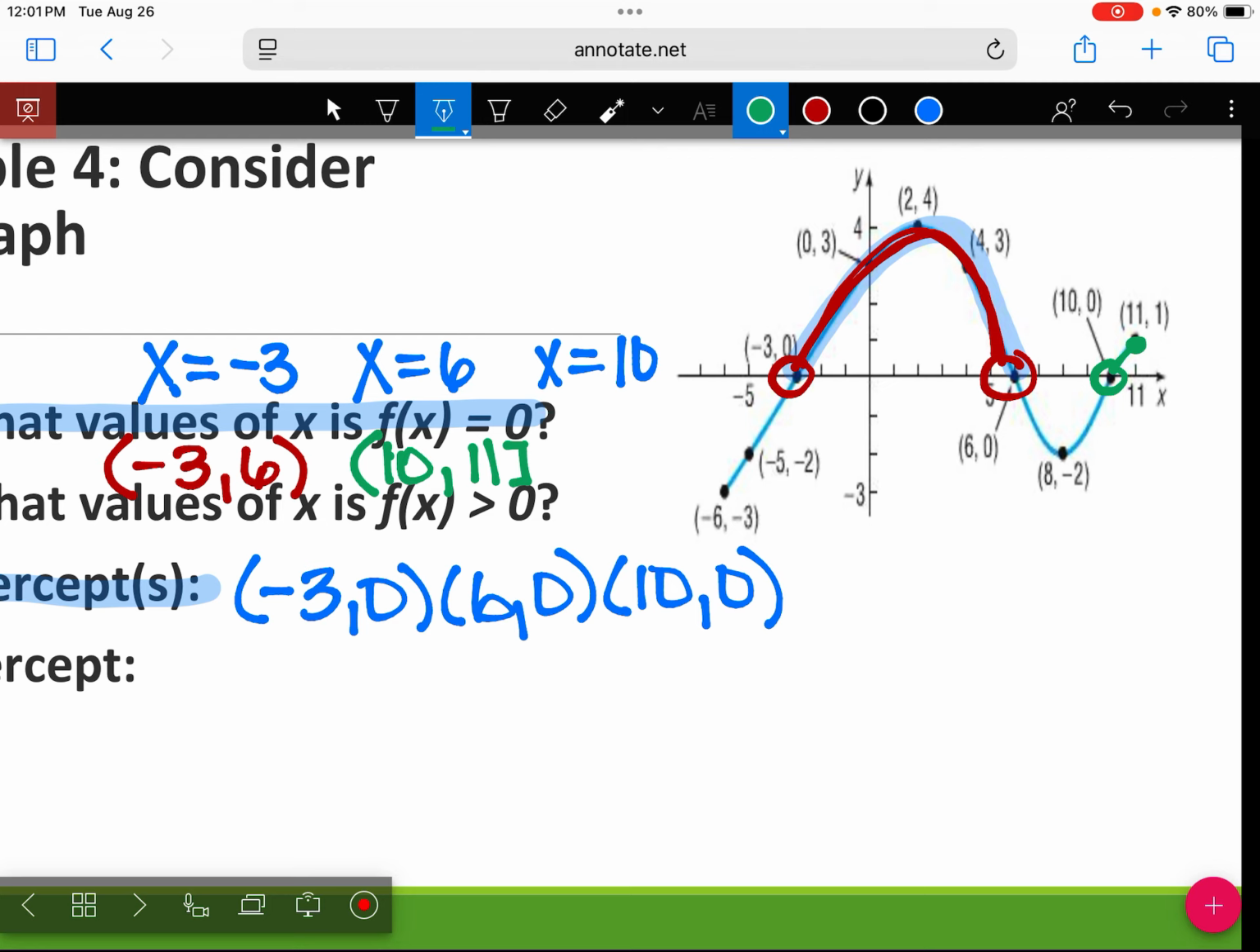And then lastly, where is my y-intercept? So there's only one. And that y-intercept is right here. And that's at the point 0, 3. All right, last 4. Go ahead and copy them down, and then we'll be finished with this graph.